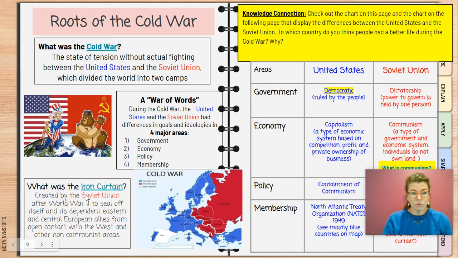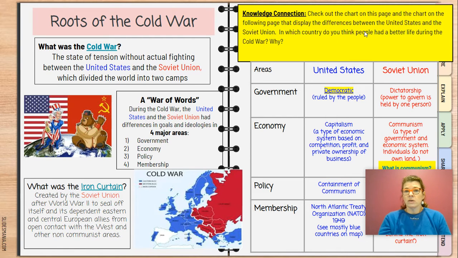So the Iron Curtain was created by the Soviet Union after World War II to seal off and separate itself and its Eastern and Central European allies that it had control over from open contact with the Western side, which would be our side of the world, and those that were considered non-communist.